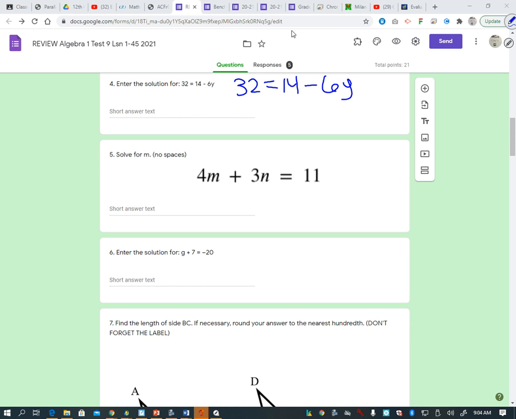Go ahead. You got it. Add 14. Okay, add 14. So I'm going to add 14 to both sides. All right, so that's going to give me what? 46 equals 28 minus 6y. How does that get me any closer?